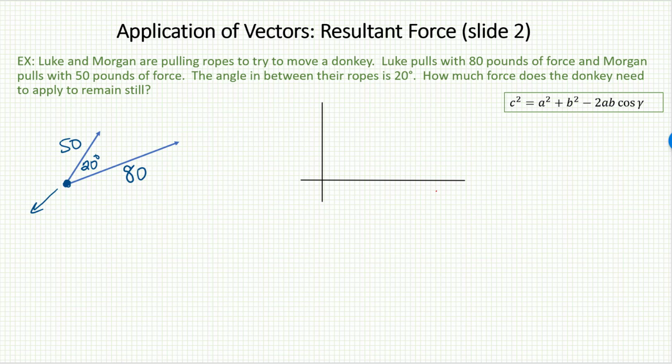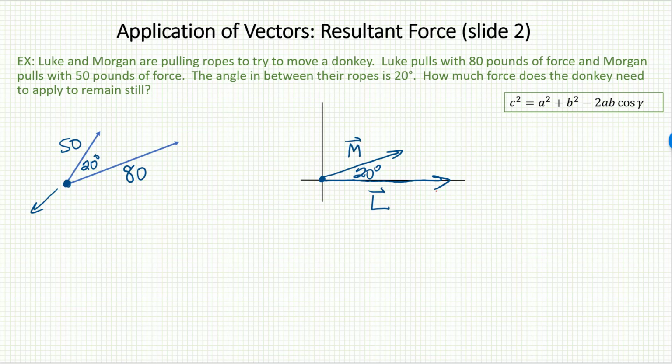Now, I find it easiest to take these situations and redraw them so that one of my vectors is along an axis. I just feel like that's kind of helpful. So I'm going to put that vector that's 80 units long, that's the Luke vector, so vector L, here along the positive x-axis. And then I've got this 20-degree angle here, and the other vector we'll call vector M for Morgan.